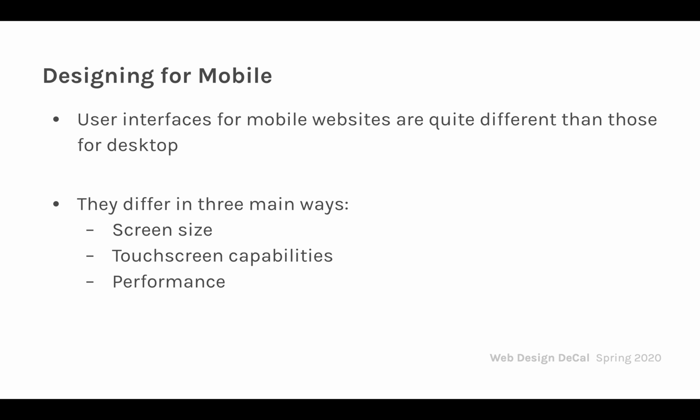I'd say your typical iPhone or handheld device takes up only a sixth or a seventh of your actual laptop or computer screen size, right? So it's much smaller. Two, they have touchscreen capabilities. Instead of using a trackpad or a mouse to navigate this big space on your screen, you're using your hand, your thumbs mainly. And three, performance, which I'll get into on the next slide.